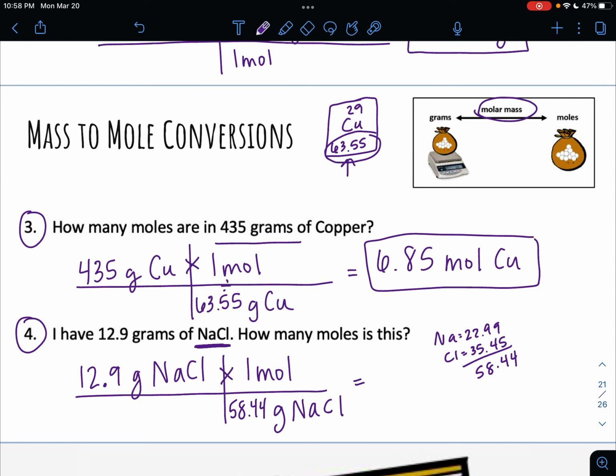Now I multiply the top, I divide by the bottom. That equals 0.221 moles of salt.